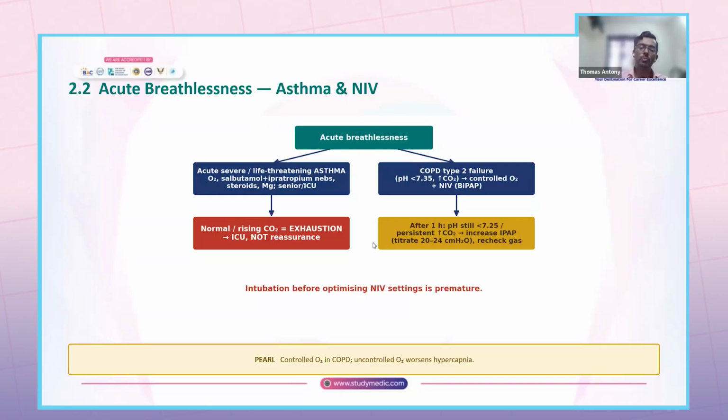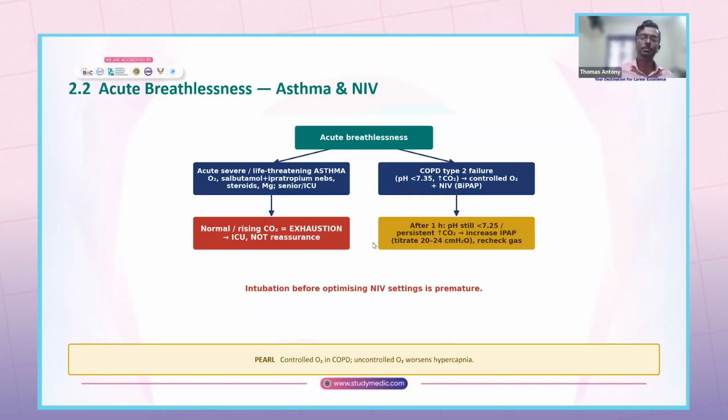Okay, in case of COPD with type 2 failure, see, asthma is more of a type 1 respiratory failure, whereas COPD is a type 2 respiratory failure where you have an increase in carbon dioxide. So when pH is less than 7.35 and carbon dioxide is raised, we have to give controlled oxygen along with BiPAP. After 1 hour, if the pH is still less than 7.25 or carbon dioxide is persistently increased, increase IPAP. So mind it, we have to recheck the ABG PCO2 values.